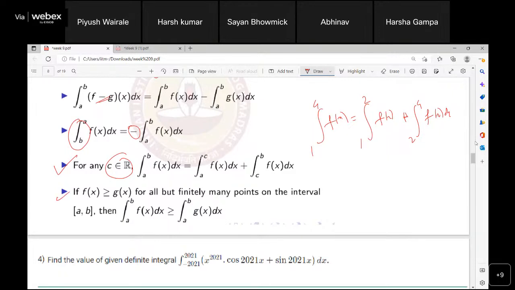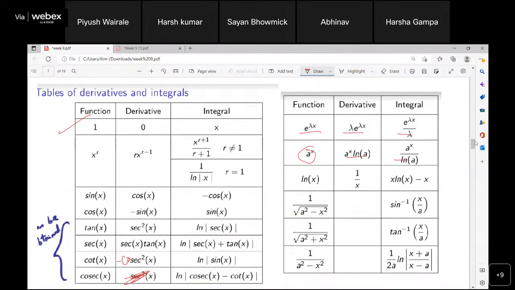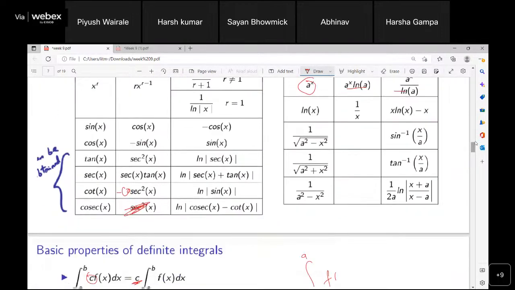And if f of x is greater than g of x for all but finitely many points of interval a and b, then this integral will always be greater than this. Okay, these are the few rules, and these are some standard derivative integrals. Please go through it and remember it. Okay, it will be useful.